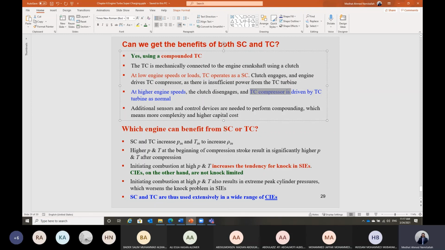But what about using a supercharger or turbocharger in a gasoline or diesel engine? Which one is preferred? Gasoline or diesel? Gasoline. Not really, Shabab, because there is a limitation in gasoline engines that we may have engine knocking. Higher temperature combustion and higher pressure combustion may result in engine knocking. It is used in gasoline engines, but used carefully to avoid engine knocking. But in case of diesel engines, we don't have a limitation for the compression ratio. So usually the supercharger and turbocharger are used extensively in diesel engines.